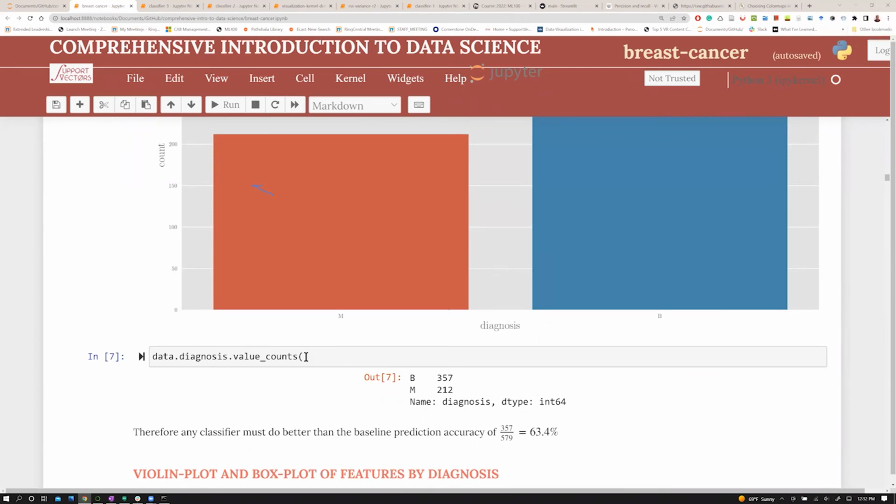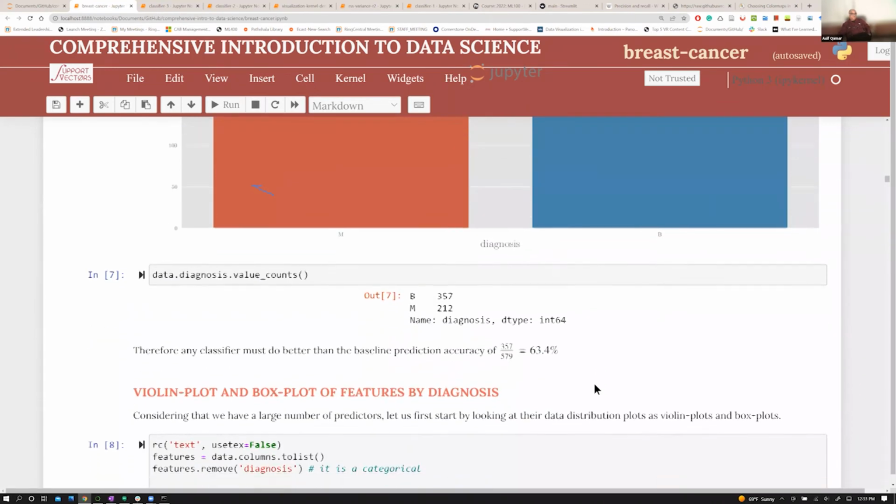That it's benign. It's all benign, right? And so how often will it be wrong? So it's 357 over the total that will give you 63.4% of the time it will be right, and the converse of it will be wrong, 36 or so percent it will be wrong. Right? 36 and change.